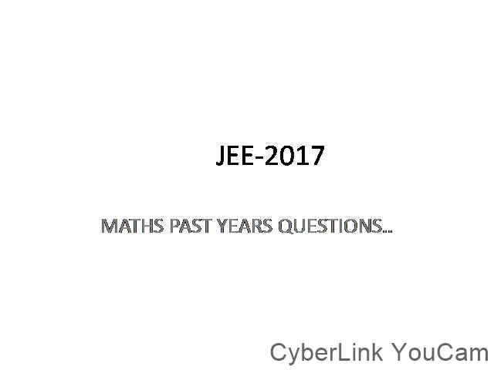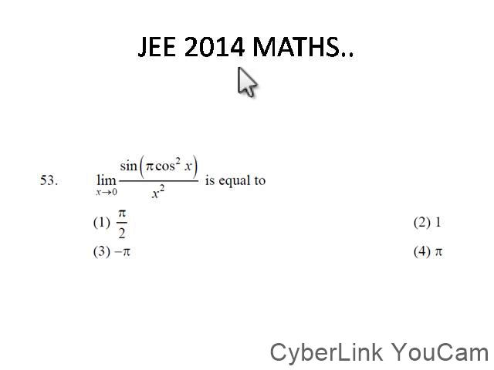Okay, so first, this is the question from JEE 2014. The question is limit x tends to 0 of sine of pi cos square x upon x square. Now you can select two methods here. First of all, if you apply the limiting value here, then cos 0 is 1, into pi, that is pi, and sine pi is 0. So numerator is 0 and denominator is also 0, so 0 by 0 form. So you can apply L'Hospital rule here.